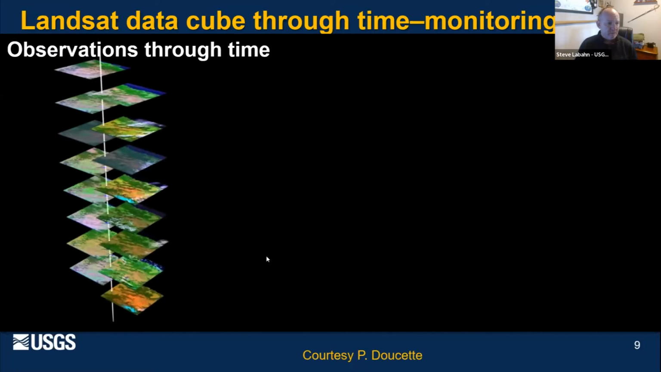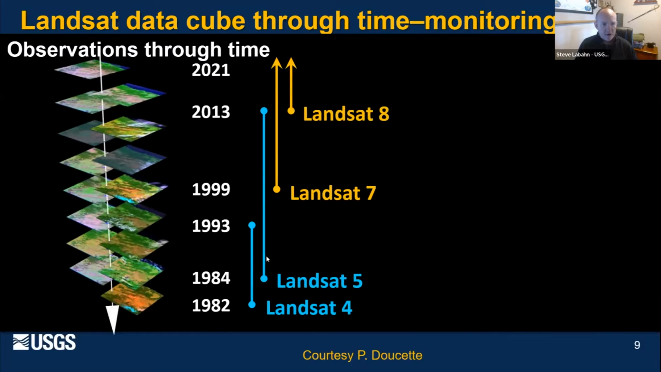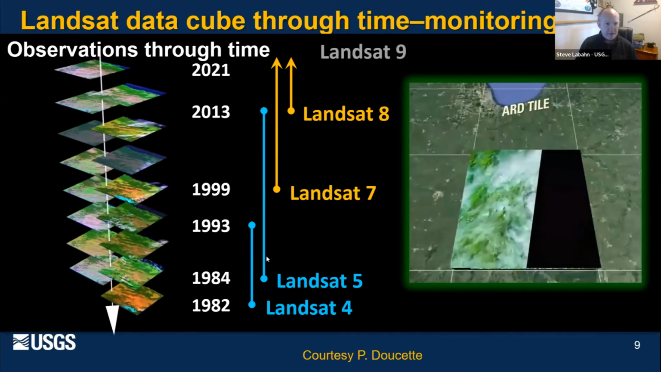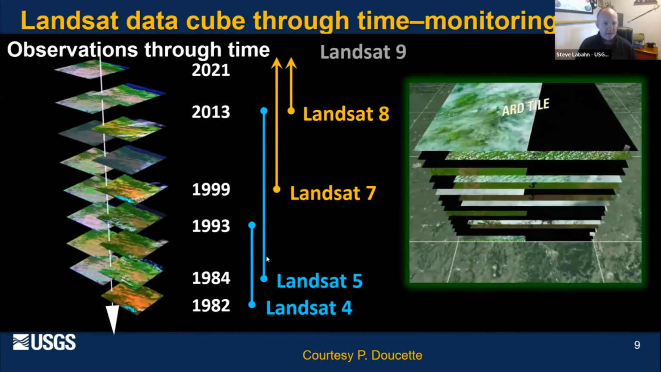This basically gives you a predictability through time. We go all the way back to 1982 from Landsat 4 all the way forward to Landsat 8 today. Of course, that archive will grow. We're about ready to announce Landsat 9 becoming operational and those images becoming available too.